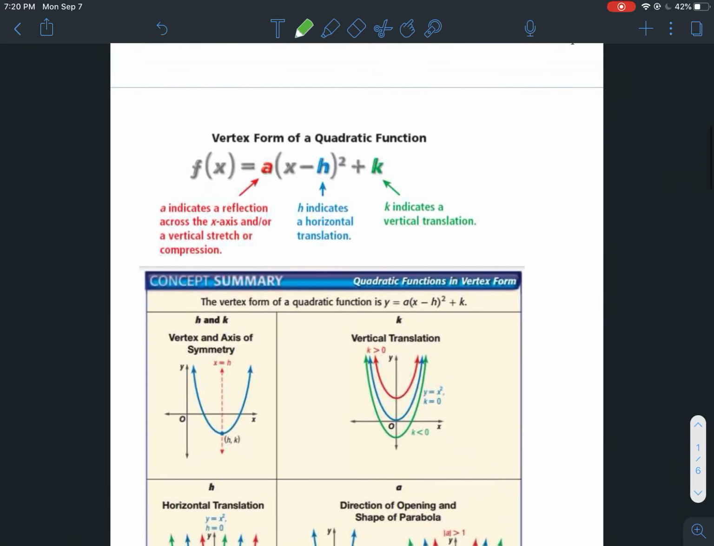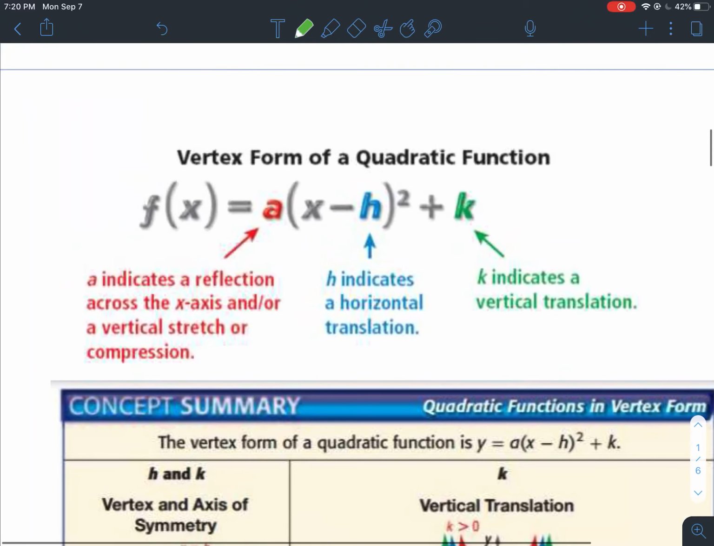All right. So let's talk about a parabola here. This is called the vertex form of a parabola, and we're going to be using this a lot. So if you don't get it the first time I explain it, don't worry. You're going to be doing tons of examples with it.